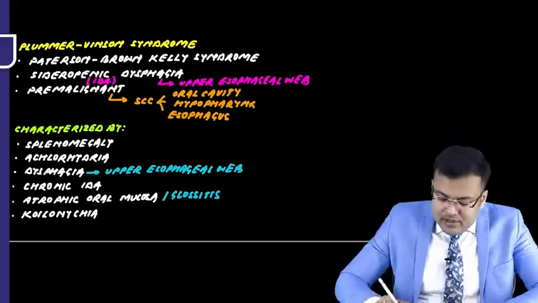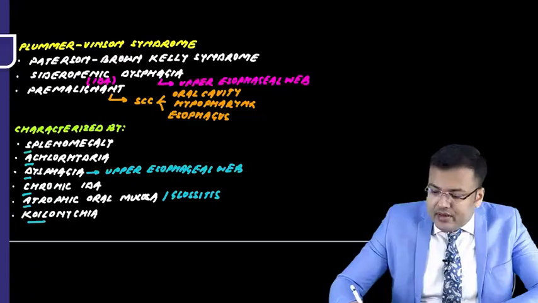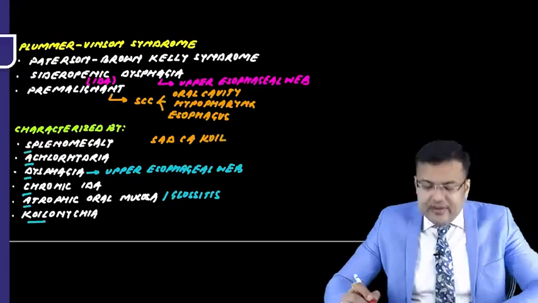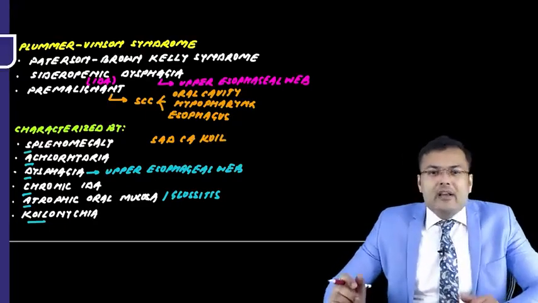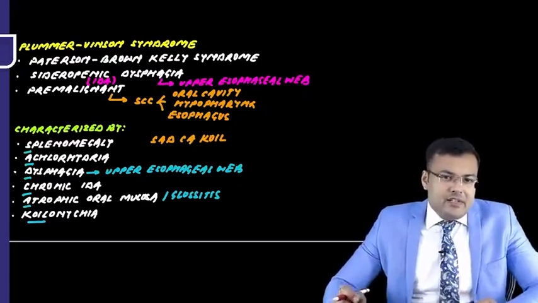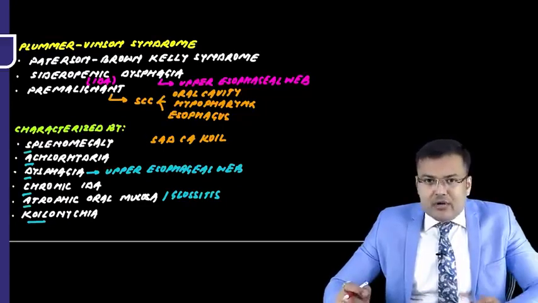So how to remember? The mnemonic is SAD CA coil. Clear? S, splenomegaly. A, achlorhydria. D, dysphagia. C, A, chronic iron deficiency anemia, atrophic oral mucosa or glossitis, and there is koilonychia.